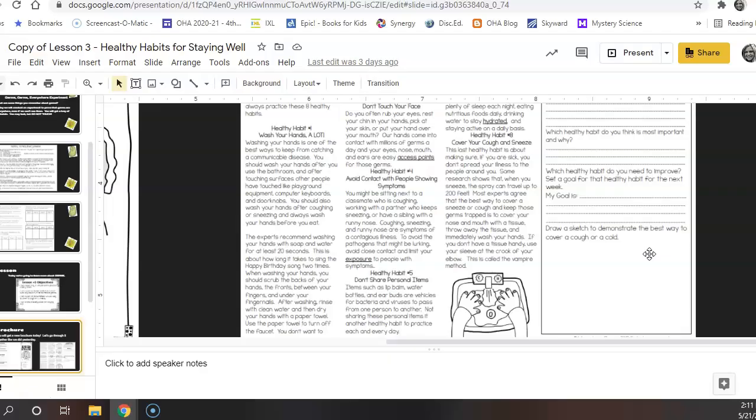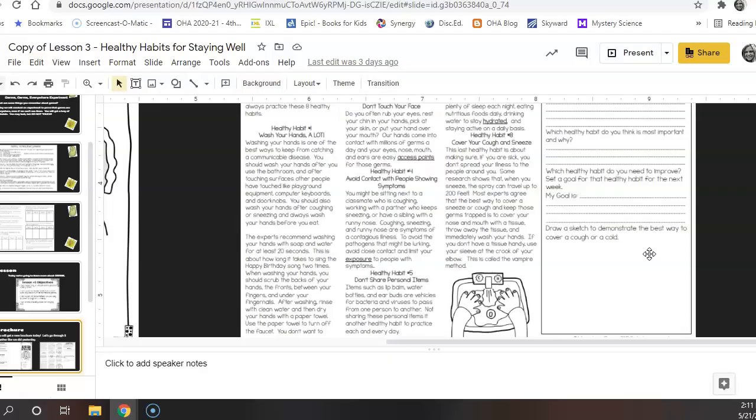The experts recommend washing your hands with soap and water for at least 20 seconds. This is about how long it takes to sing the happy birthday song 2 times. Now, that's not my birthday song. That's not that long. It's the real birthday song 2 times.